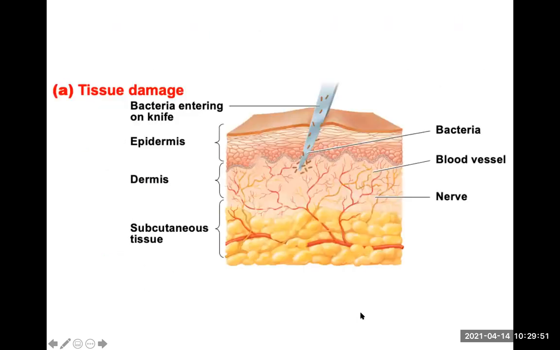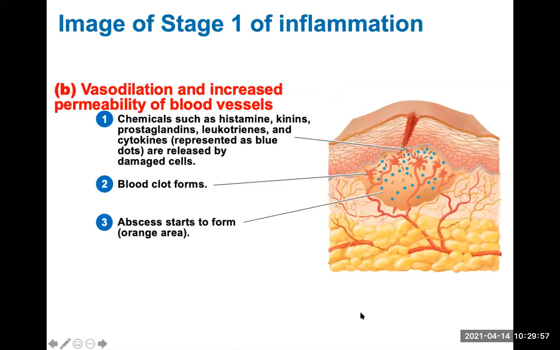So this is showing that first step of the tissue damage happening. And then this is showing the actual first stage of inflammation where the blood clot forms. You have the release of all of these messengers to bring in extra blood flow and allow white blood cells to start to come to the scene. And that's where you can also have the abscess form.